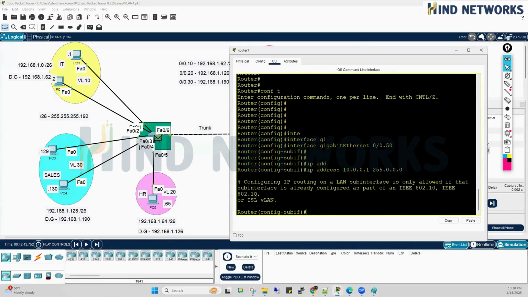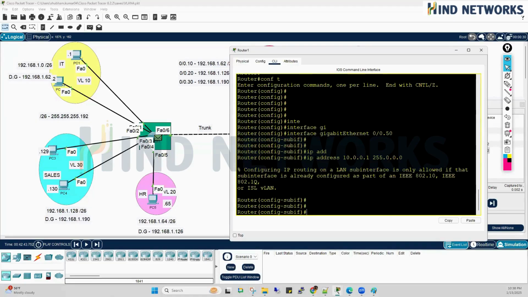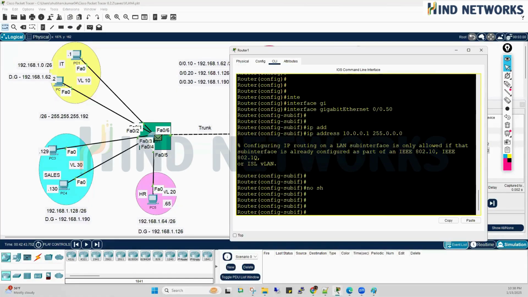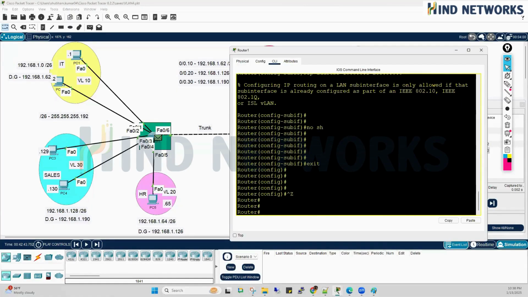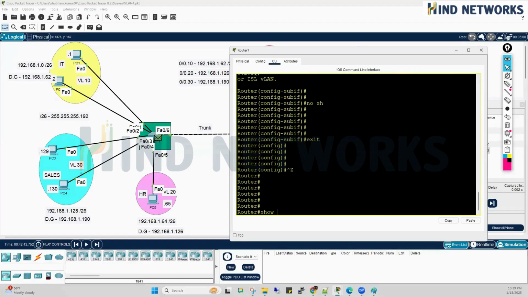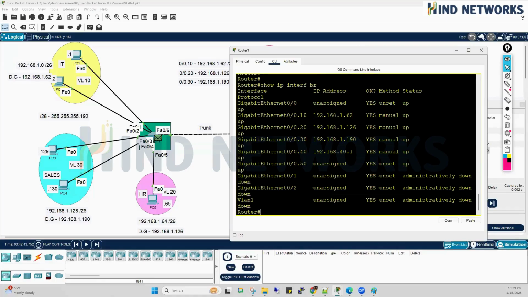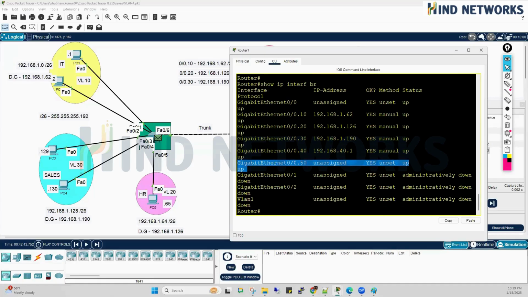255.0.0.0. Getting my point, everyone? Right, I write this one and then I write no shutdown. Exit, and see here, show IP interface brief. See, the interface Gig 0/0.50 is created. The IP address is not assigned. Maybe some problem, but yes, this way we can do it.